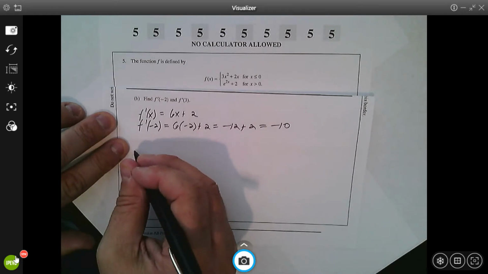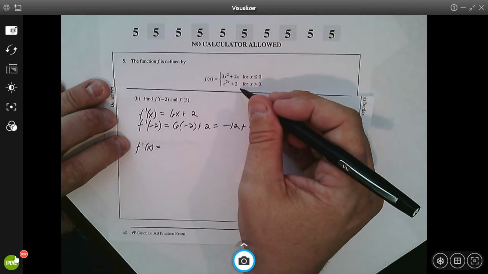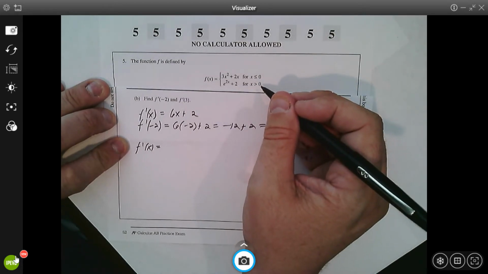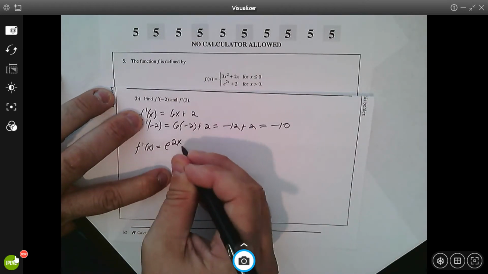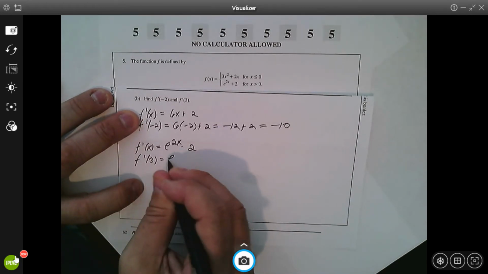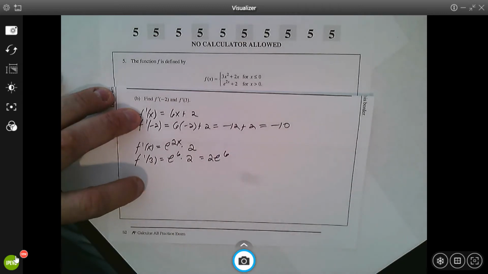To find f prime of 3, again we find f prime of x for the part of the function that contains x equals 3. Since x equals 3 is greater than 0, we're going to take the derivative of e to the 2x, and we get e to the 2x times 2. F prime of 3 then is e to the 6 times 2, or 2e to the 6th.